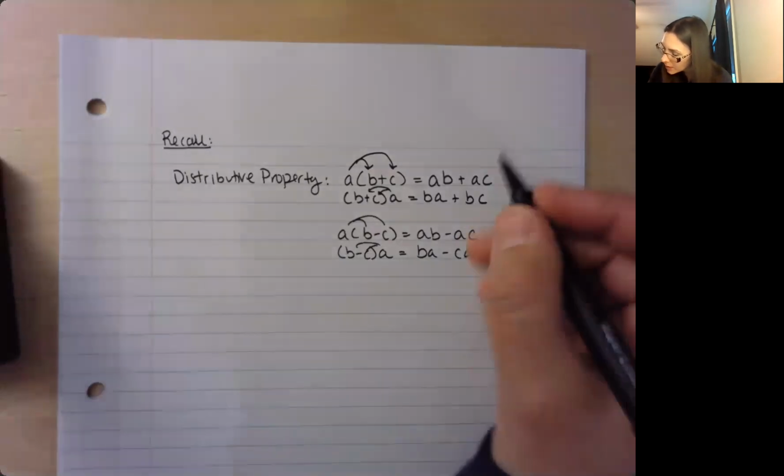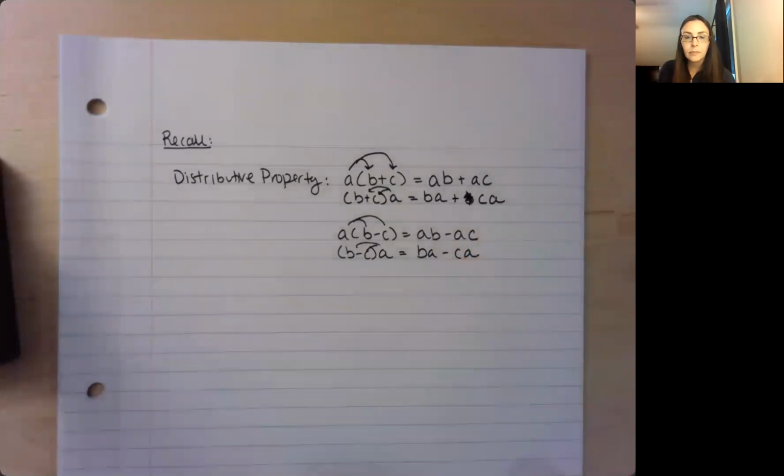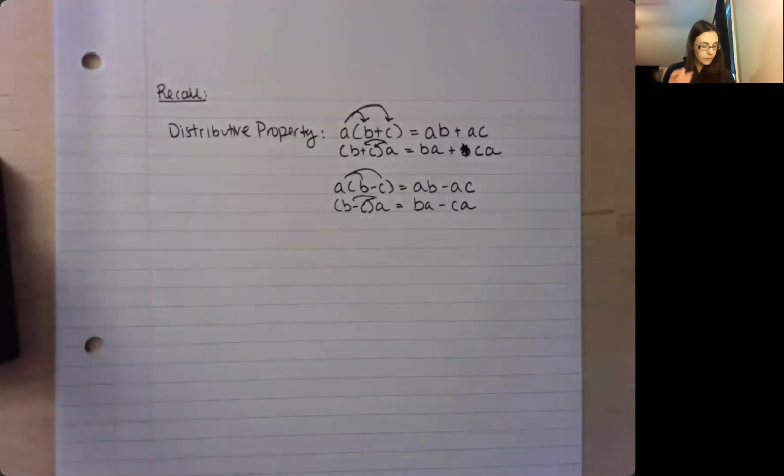Oh, sorry guys, I made a mistake here. I should say CA. I apologize. That looks better. So we still have that same distributive property. And again, we've seen this before.